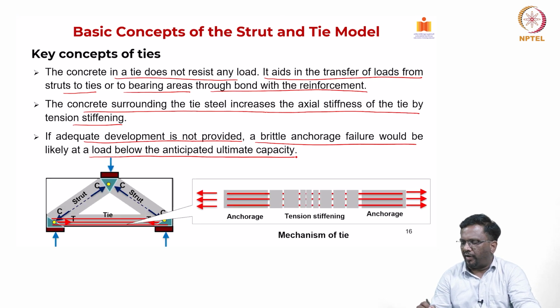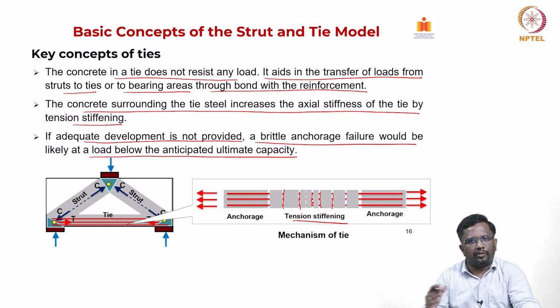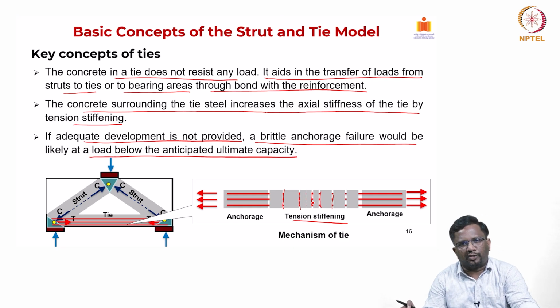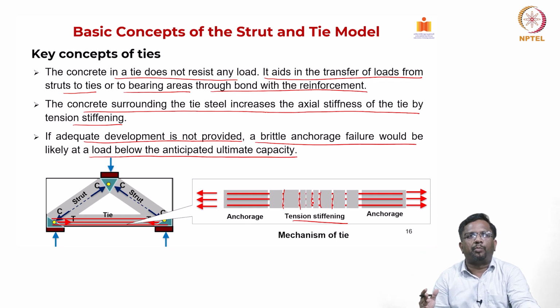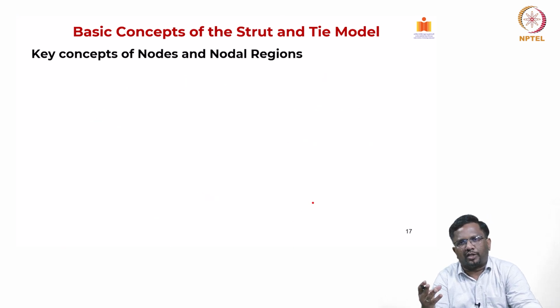Now, this is what we said. We need to have anchorages and also tension stiffening, because these are all at the crack location, and between the cracks the concrete is still able to help transfer the forces through bond, and this is the mechanism of ties. We need to make sure that the ties are adequately anchored beyond the support region by developing some hook, or if you are using very large diameter bars, sometimes we also weld a plate to ensure that the anchorage is provided. Okay, now we have looked at what a strut is and what a tie is.